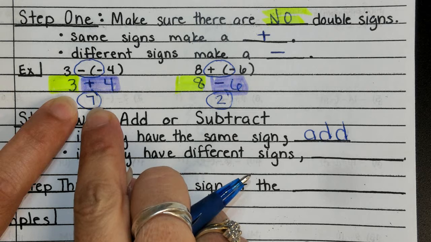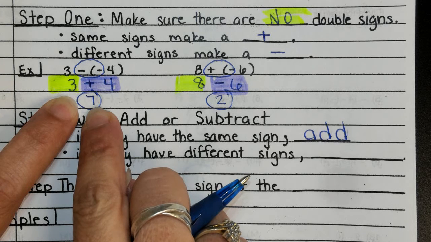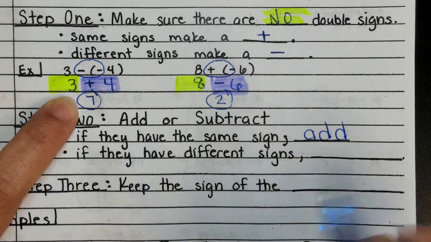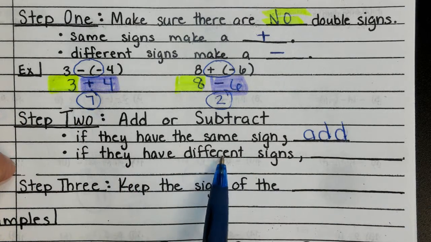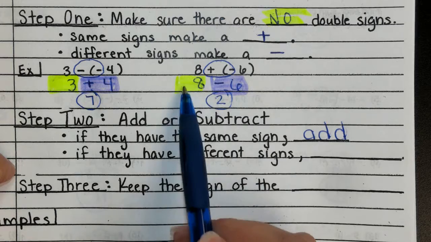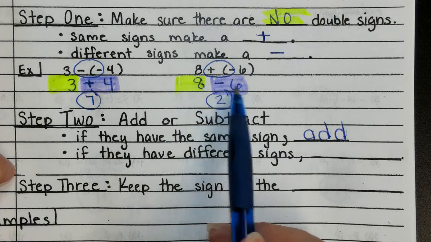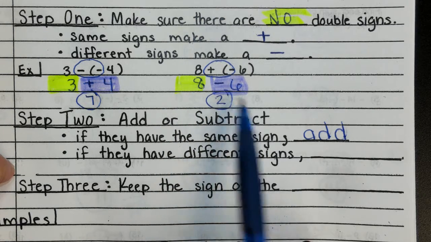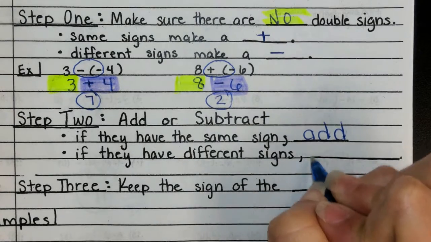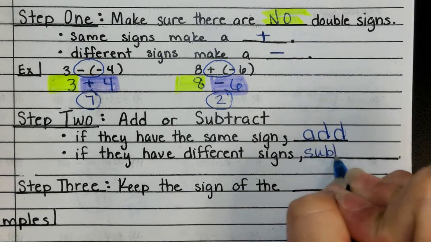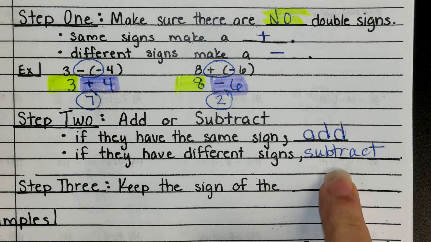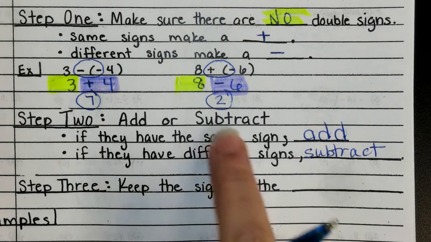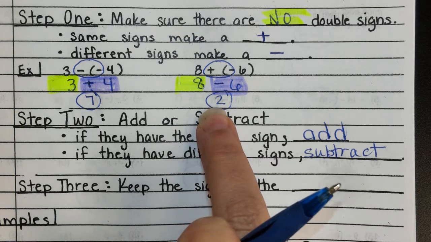So it's like plus means positive and positive means plus? Yes. Or kind of. So then the second thing, if they have different signs, remember this one was a positive, this one was a negative, we're going to subtract. Okay. So we subtracted 8 minus 6.